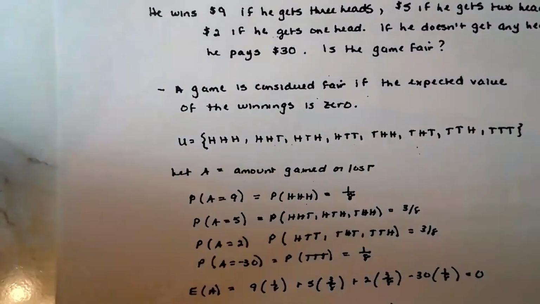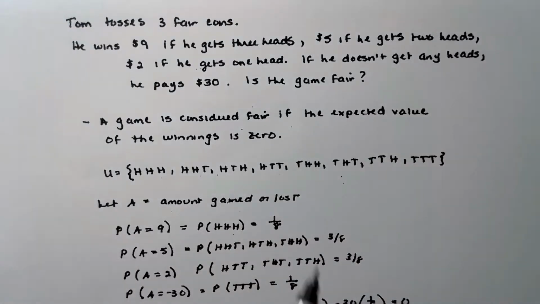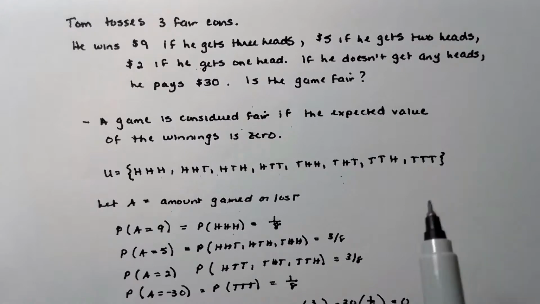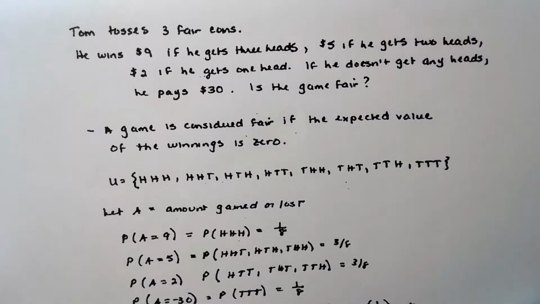Finally, one other thing, I forgot about expected values, so I'm going to throw that in here. Here's a little example, and a lot of times they'll ask you a question, is the game that's being played a fair game? And a game is considered fair if the expected value of the winnings is 0. So an example would be Tom tosses 3 fair coins. He wins $9 if he gets 3 heads, $5 if he gets 2 heads, $2 if he gets 1 head, and if he doesn't get any heads, then he pays $30. Is that a fair game?